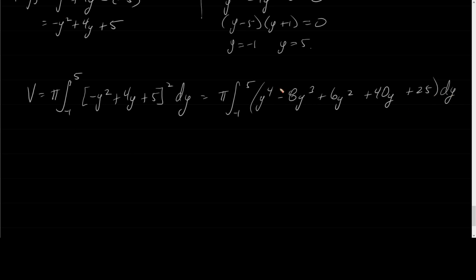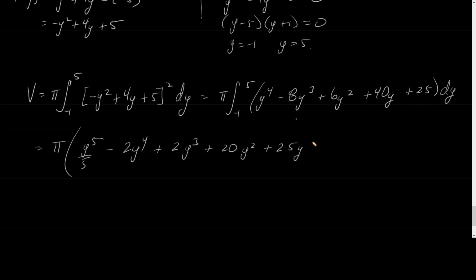The next thing, integrating that. Well, we have pi times this integral: y to the fifth over 5 minus, the integral of 8y cubed becomes 2y to the fourth, right? Because I have to divide by 4. Plus, in here I'm going to have to divide by 3, so 6 divided by 3 is 2. In here I'm going to have to divide by 2, so 40 divided by 2 is 20. And this last part just becomes 25y. And this is evaluated from -1 to 5.